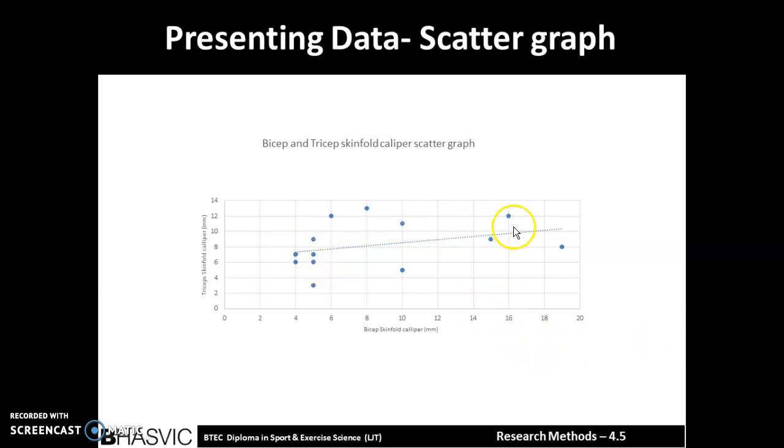So this is the line of best fit. So this is the correlation. So it's positive because it's going up from left to right, and the values are increasing.